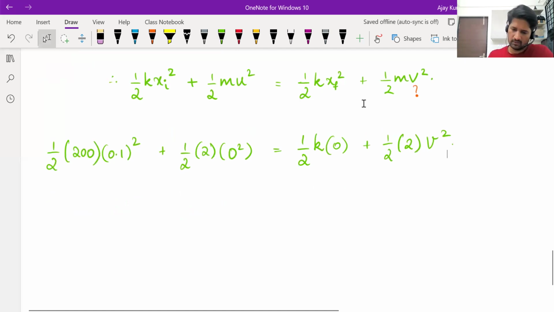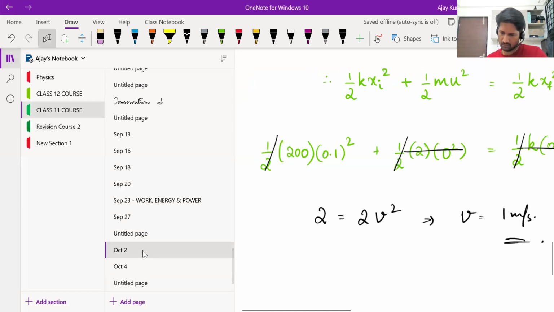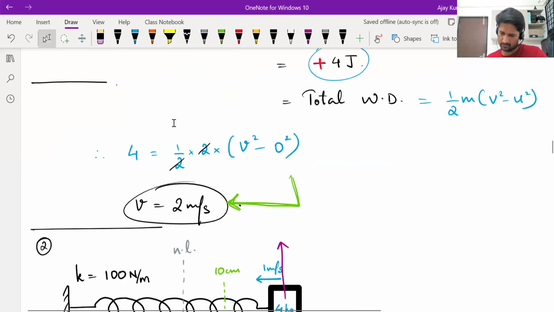Okay. We can cancel all the halves. And this term is 0 anyway. This term is also 0. On the left hand side, you have 200 into 0.1 whole squared, which is 0.01. So that becomes 2 is equal to 2v squared. Okay, you get v as 1 meter per second. Fine. The other day we got it as, let's just go back and look at the solution once.